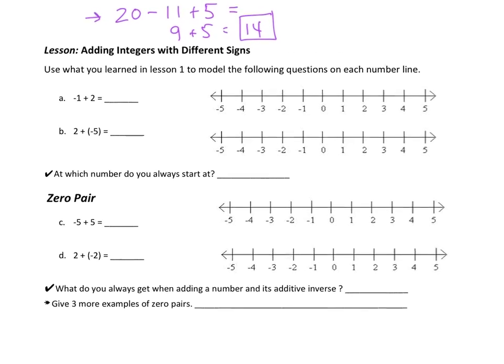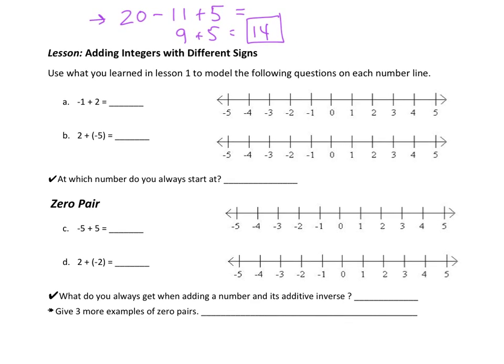All right, let's discuss some number lines. It says, use what you learned in lesson 1 to model the following questions on each number line. If you remember from yesterday, you always start at 0. So letter A, we have -1. I'm going to go from 0 to -1, and then I'm adding a +2.